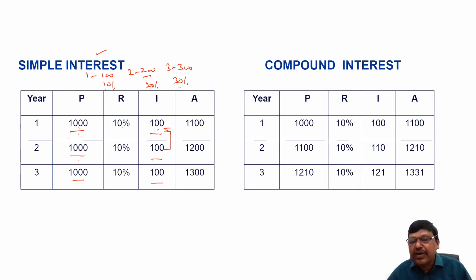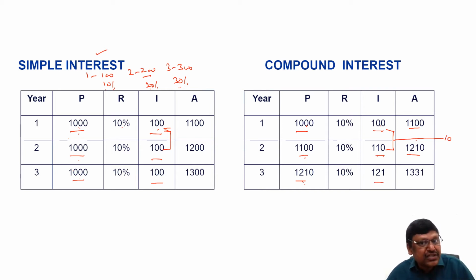But if you look at compound interest, the principal for any 1 year is not the same. Whatever is the amount at the end of the first year becomes the principal for the second year. The amount at the end of the second year becomes the principal for the third year. Because the principal is not the same, interest for any 1 year is not the same. If the first year is 100, the second year is not 100, it is a little more, 110. How much extra here? 10 rupees.